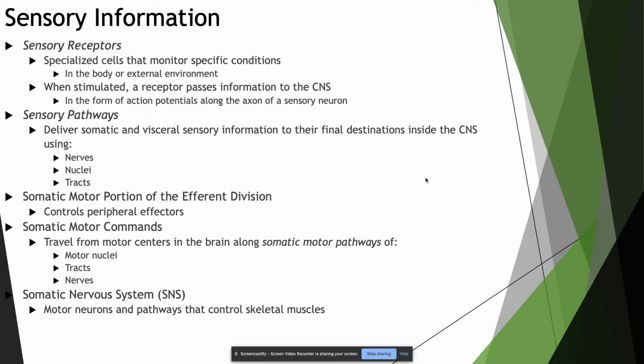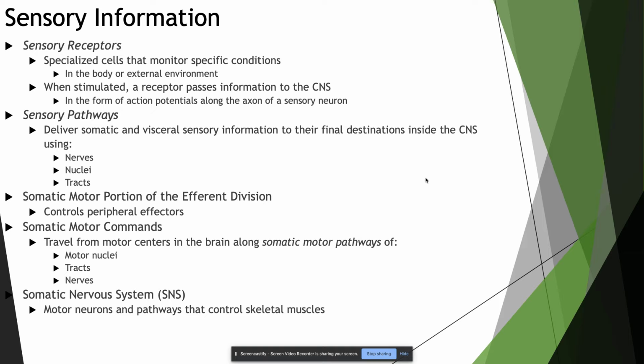So the nerves, the nuclei, and the tracts that deliver somatic and visceral sensory information to their final destinations inside the CNS. Taken together, the receptors, the sensory neuron, and the sensory pathways make up the afferent division of the nervous system. Somatic and visceral sensory information often travels along the same pathway. Somatic sensory information is distributed to sensory processing centers in the brain, either the primary sensory cortex of the cerebral hemisphere or the appropriate areas of the cerebellar hemisphere. Visceral sensory information is distributed primarily to the reflex centers in the brainstem and the diencephalon.